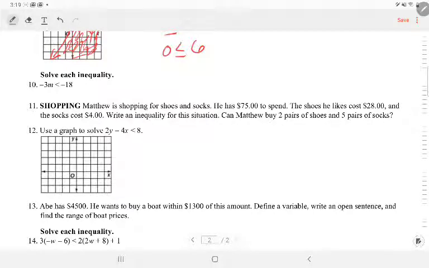Number 10, I simply would solve that. So negative 3m is less than negative 18. Divide both sides by negative 3. And don't forget when you divide by a negative, you reverse the inequality. And it would be a positive 6. So m is greater than 6.